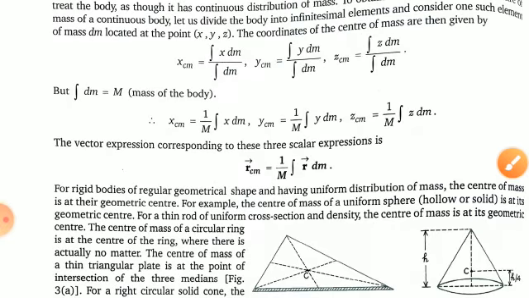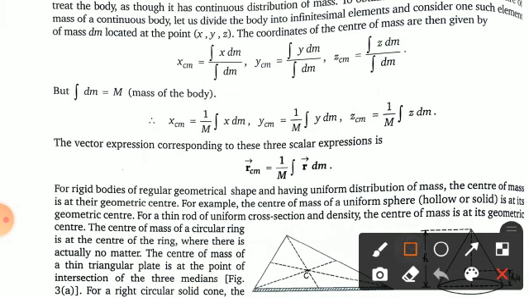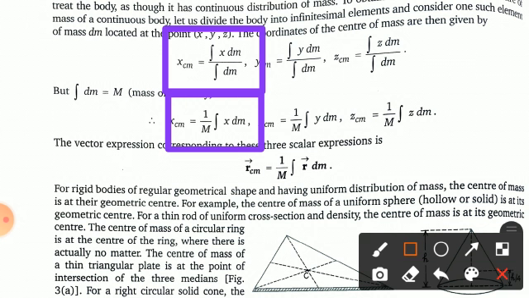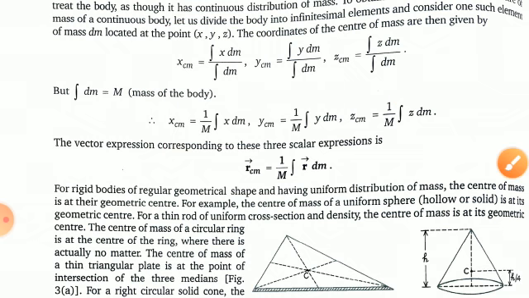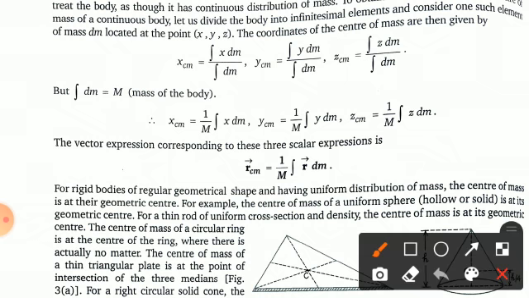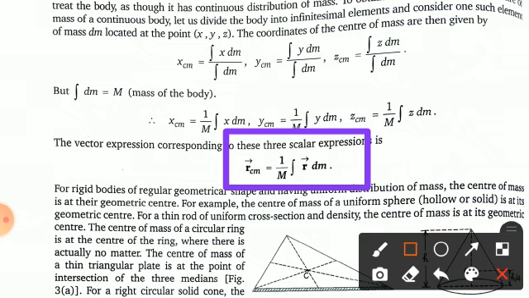In place of xcm, what can we write? You can see here, in place of xcm we can write 1 by M integration of x dm. Same thing we can do for ycm and zcm, which is your center of mass along the y-axis and z-axis. So if we combine all the terms, we can write it in a single vector expression like this: RCM equals 1 by M integration of r dm. I hope it is clear.